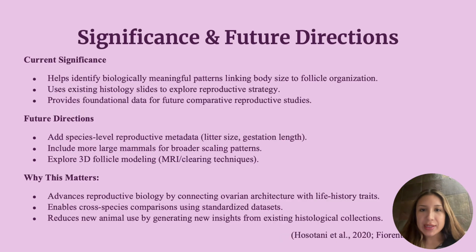This exploratory study helps identify potential biological patterns connecting body size and ovarian follicle organization. It also demonstrates how existing histological data can be repurposed for comparative research, reducing the need for new sample collection and promoting data reuse. Future directions could include expanding the dataset to include more species, refining follicle counting with automated image analysis, or exploring how follicle size relates to age and reproductive phase. Overall, this project provides a small but meaningful step towards understanding how morphology and life history traits interact in mammalian reproduction.